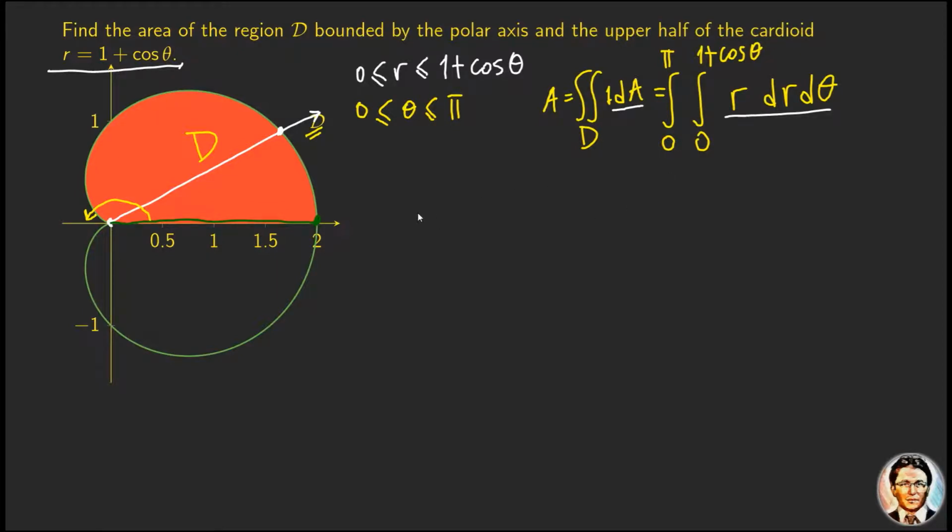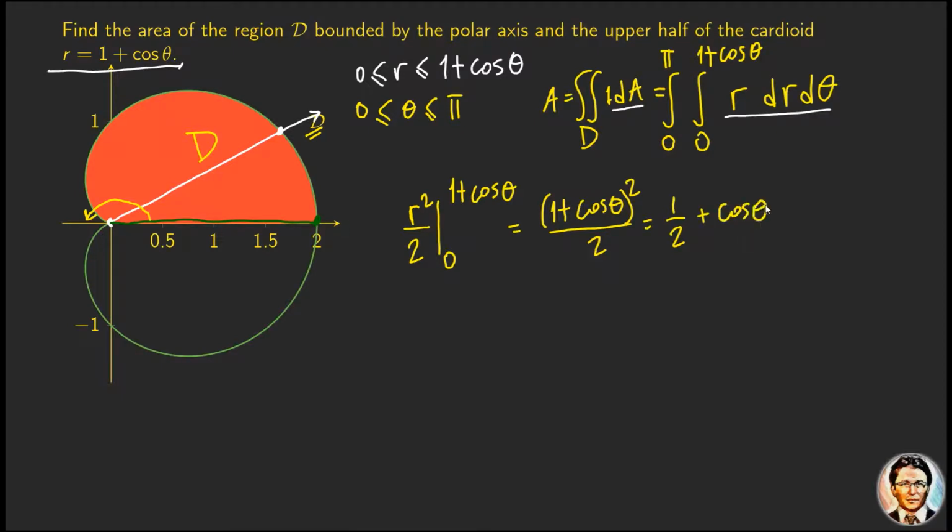So if you start from the inner integral, you will get r squared over 2 from 0 to 1 plus cosine theta. For 0 it is 0, for 1 plus cosine theta it will be (1 plus cosine theta) squared over 2, which is 1 over 2 plus 2 cosine theta over 2, you will get cosine theta, plus cosine squared theta over 2.